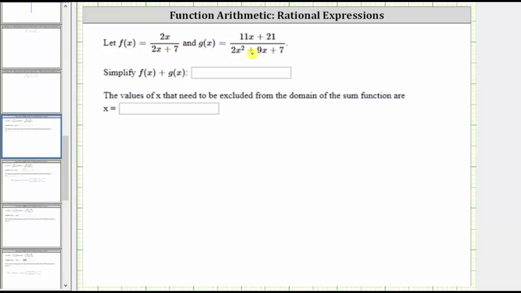We are given f of x and g of x and asked to determine and simplify f of x plus g of x, which means we need to add these two rational expressions. Notice how we do not have a common denominator, and therefore the next step is going to be to factor the denominators so that we can determine the least common denominator. But notice how here the denominator of 2x plus 7 does not factor.